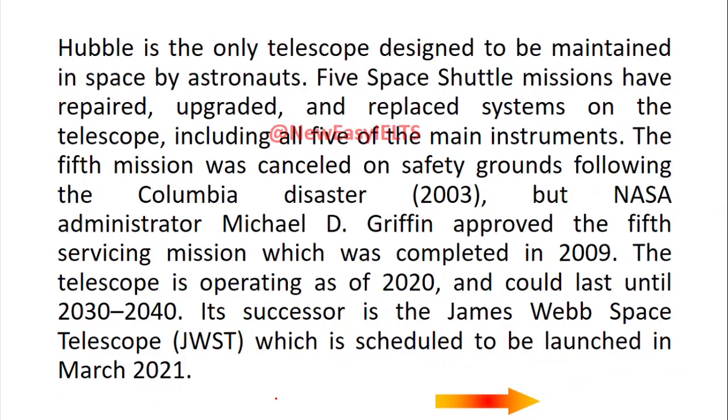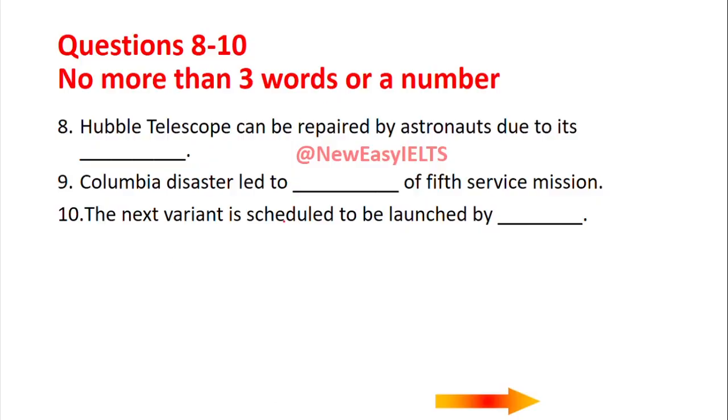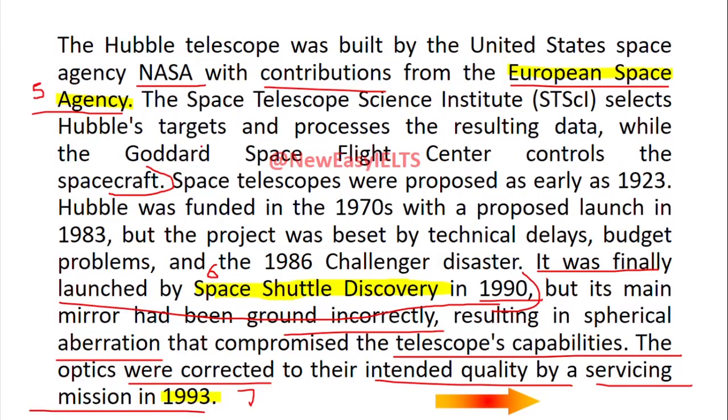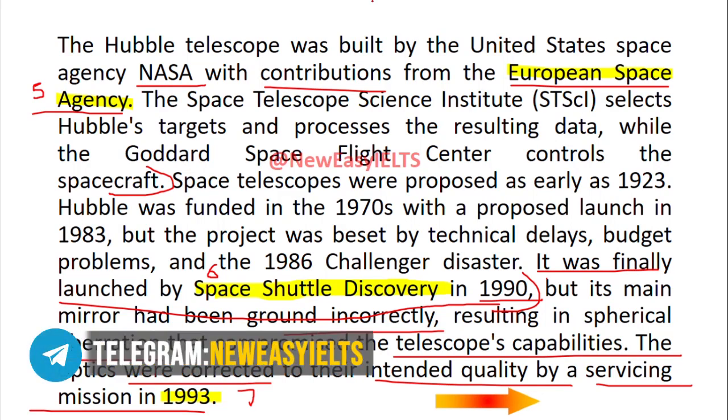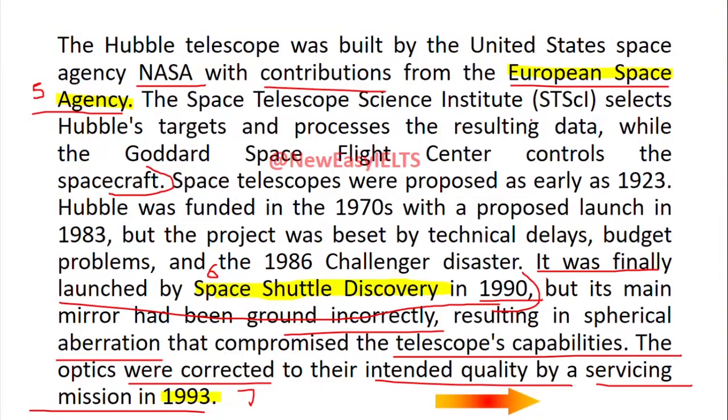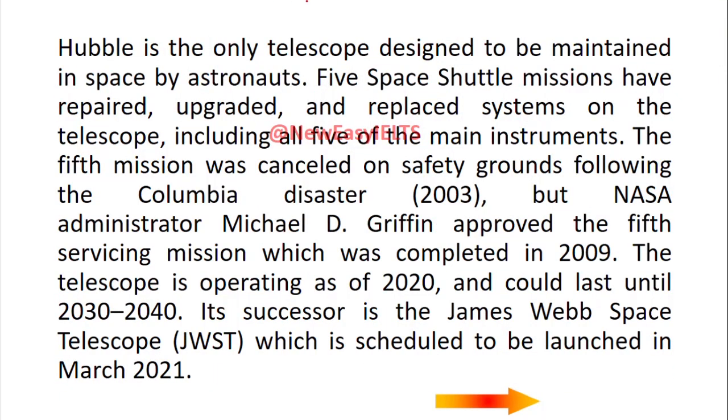Okay, we are done with 7 questions. Now we have to go for the rest of the 3. Hubble telescope can be repaired by astronauts due to its dash. Repaired by astronauts due to dash. Hubble telescope can be repaired. Okay, so what about that? We have read till here, till 1993, but we do not get any information about repairing the Hubble telescope. So we have to move forward.